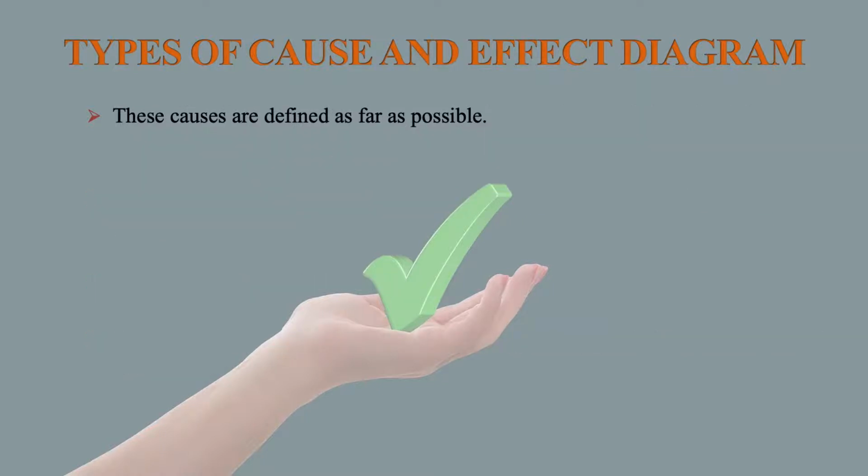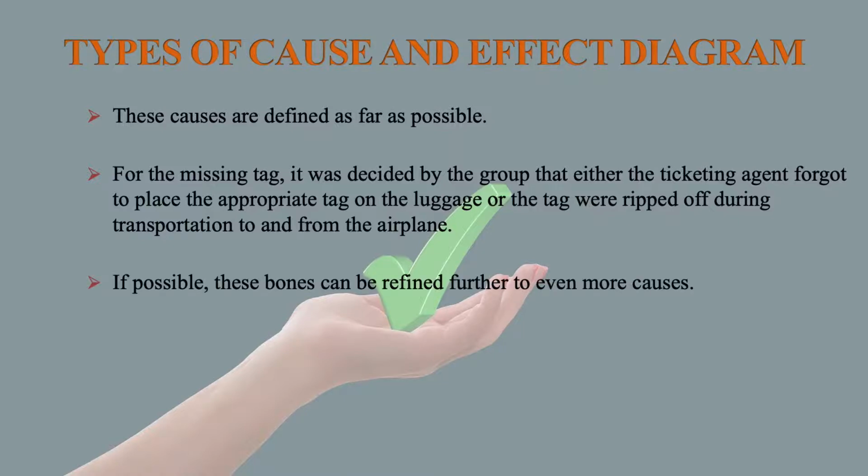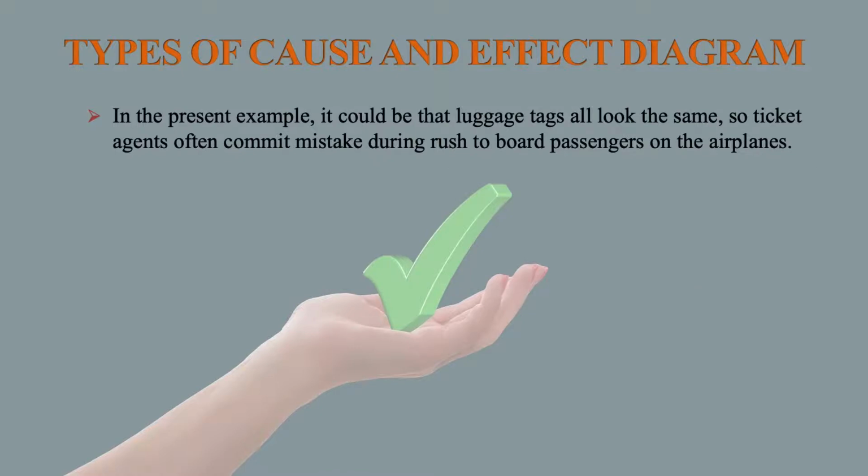These causes are defined as far as possible. For the missing tag, it was decided by the group that either the ticketing agent forgot to place the appropriate tag on the luggage, or the tag was ripped off during transportation to and from the airplane. If possible, these bones can be refined further to even more causes. In the present example, it could be that luggage tags all look the same, so ticket agents often commit mistakes during a rush to board passengers on the airplanes.